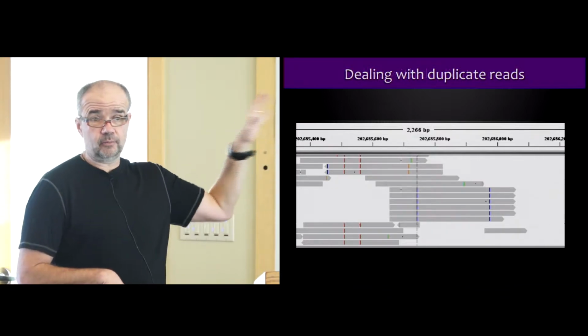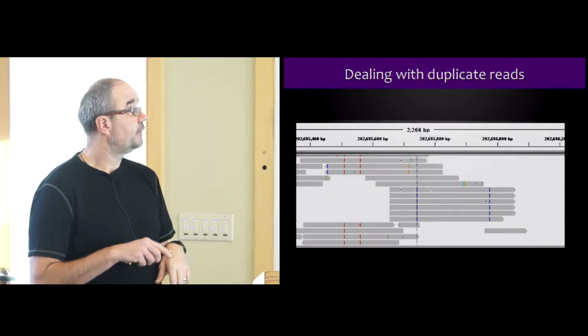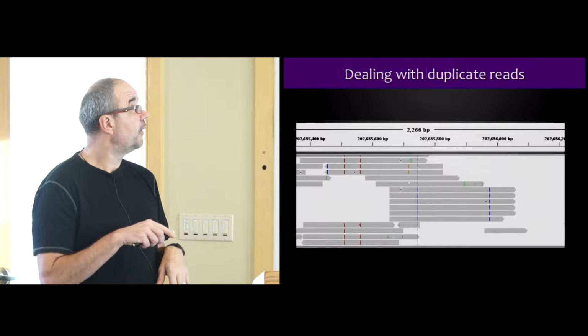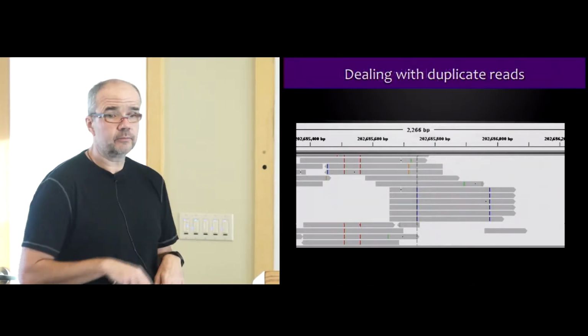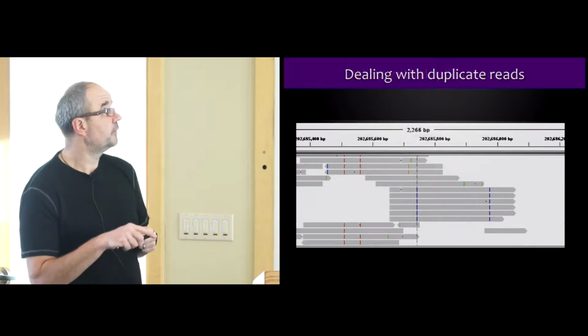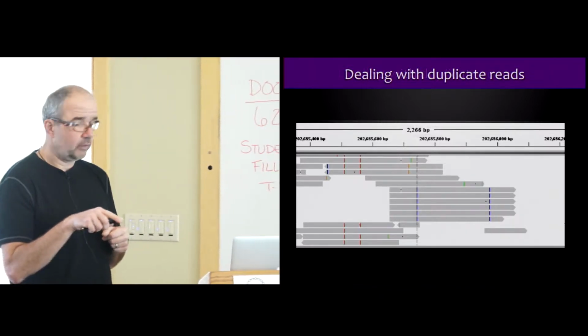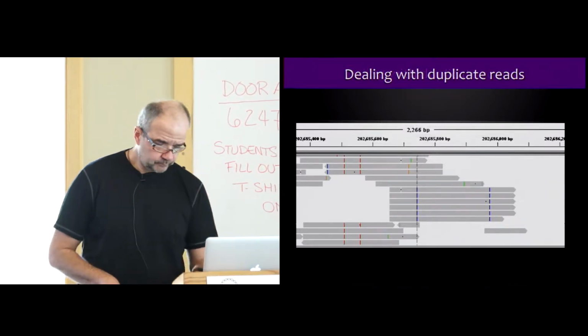This is still a problem. You need to be able to identify those reads that, of these 1, 2, 3, 4, 5, or 6, there's really only one independent observation of the underlying DNA template.